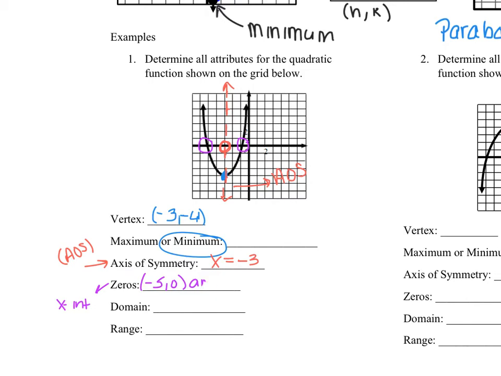And since there are two, we're going to actually write the word "and" in the middle of them. And then my other one is at (-1, 0). Okay. Lastly, we're asked to find the domain and the range of this.